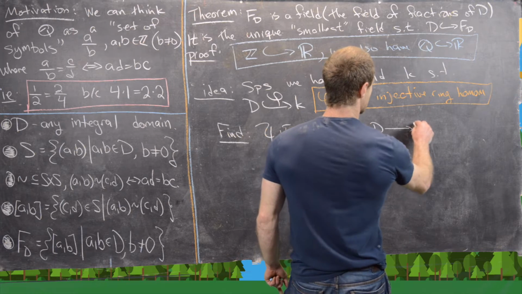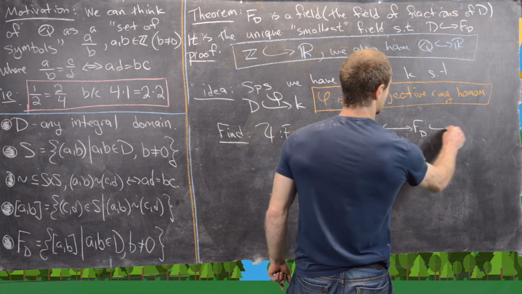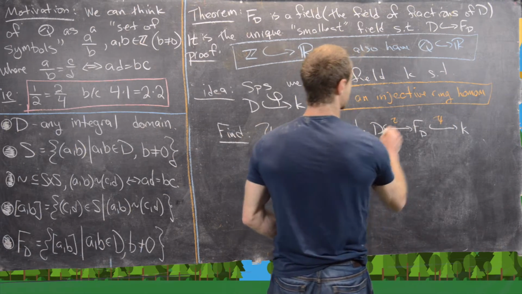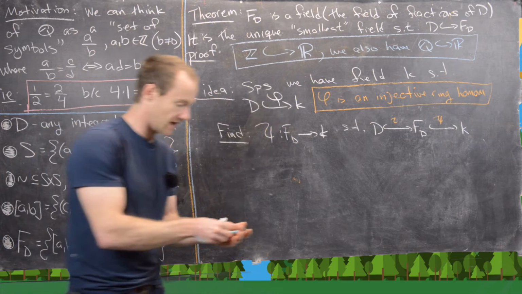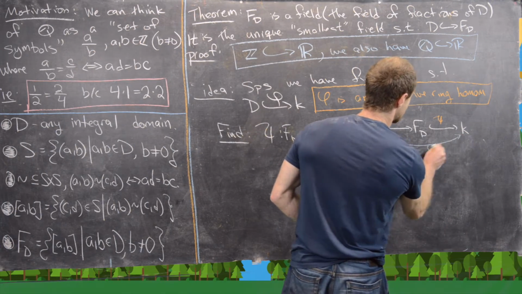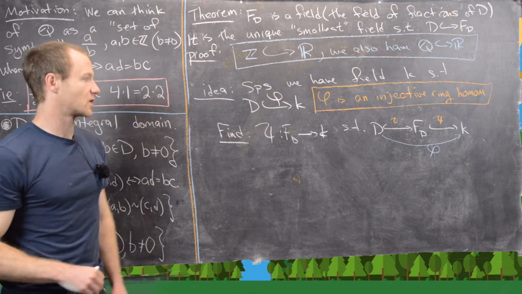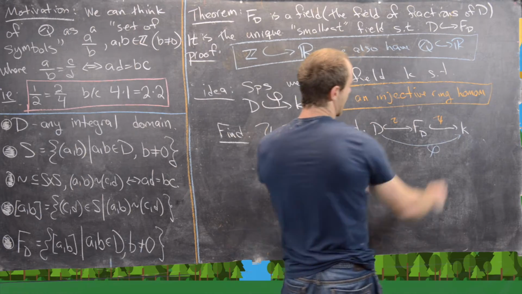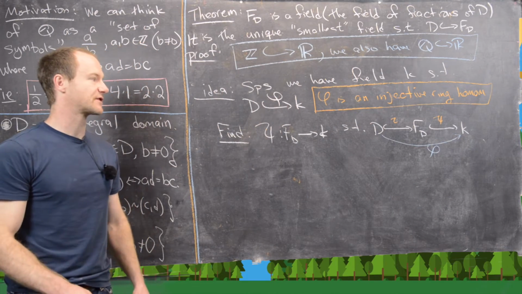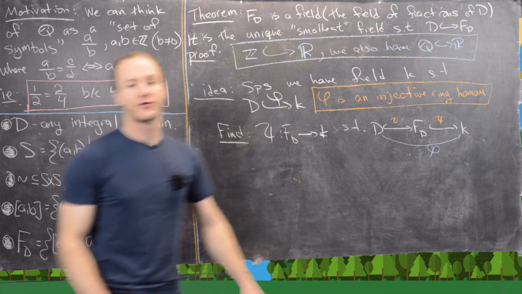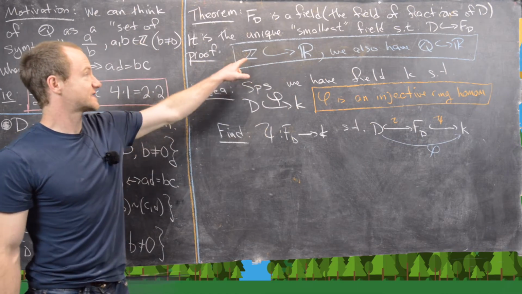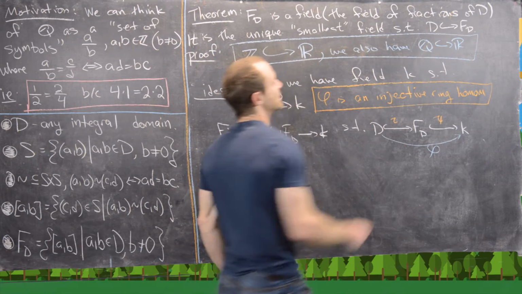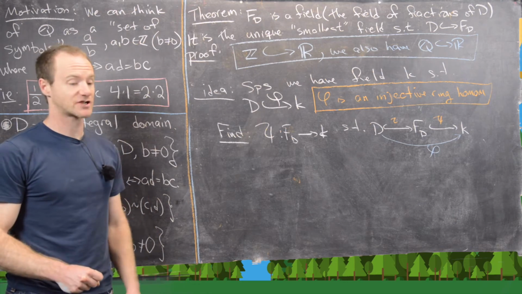So we have D going inside of f sub d, which is going inside of K, and this thing is psi, this thing is iota. Great, and then these should compose to give us phi. So any inclusion that we have from D into a field K can be broken up through this field of fractions, just like an inclusion of Z into the real numbers can be broken up through the rational numbers.